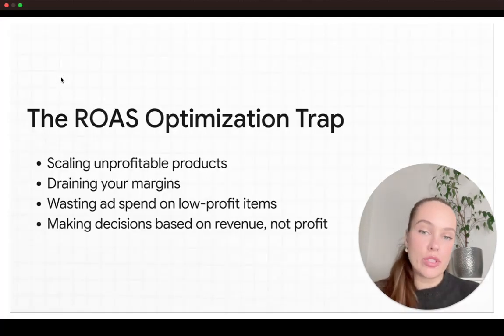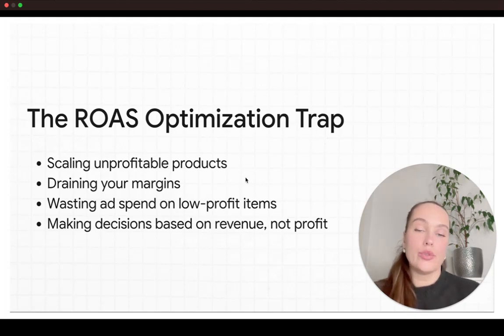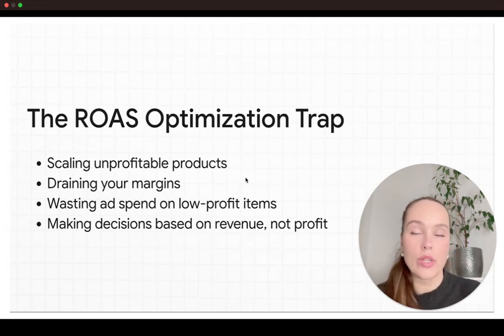A winning campaign on paper might actually lose money, and scaling based on ROAS alone can drain your margins. Many merchants discover that their best-selling products are also their lowest margin items. Without COGS, Google Ads has no way of showing that, and you end up optimizing for revenue instead of profit, which leads to costly decisions. So COGS transforms your reports from sales-focused to profit-focused, and this gives you a clearer view of what's truly worth scaling.